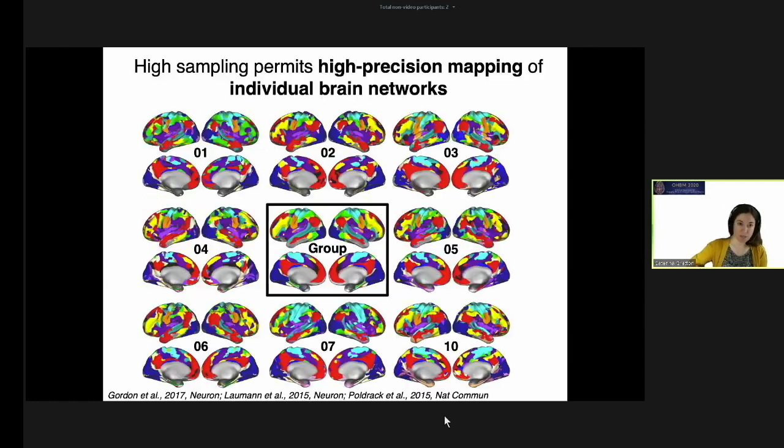With this large amount of data, it then becomes possible to create these really high precision maps of individual brain networks. Here I'm showing you 8 of the maps on the outside from 8 individual subjects relative to the group average pattern in the center.